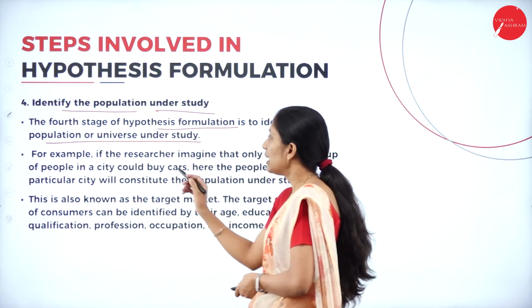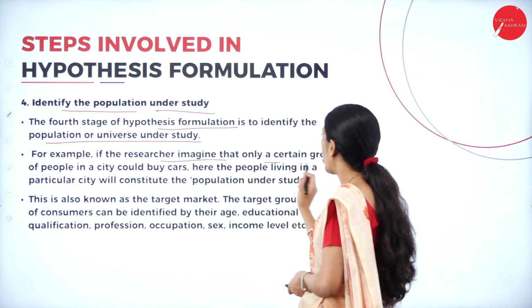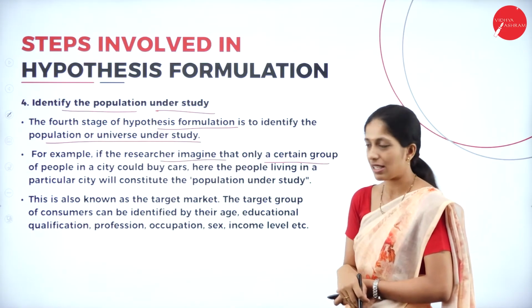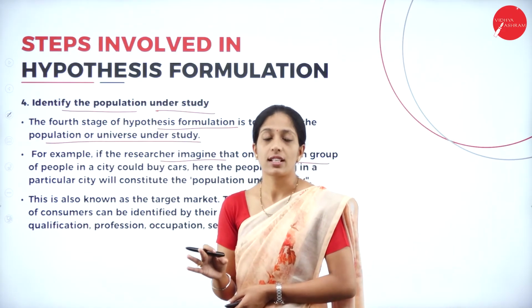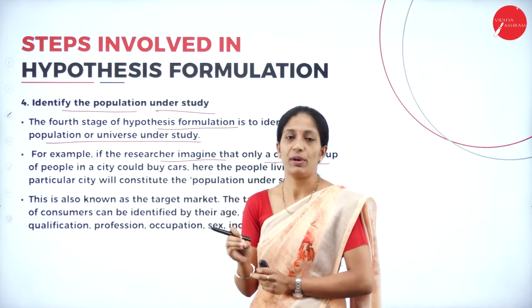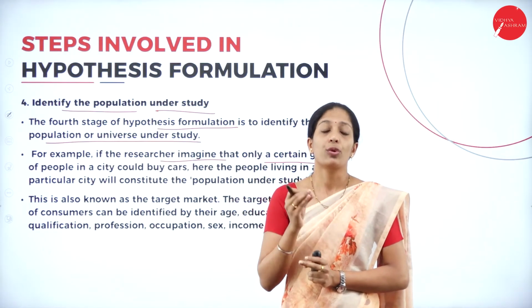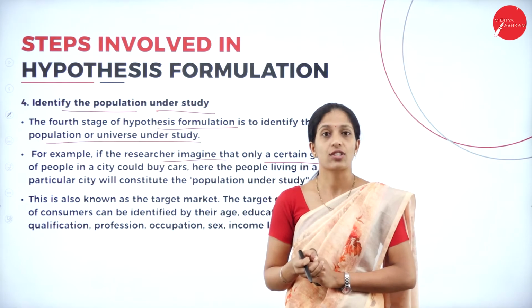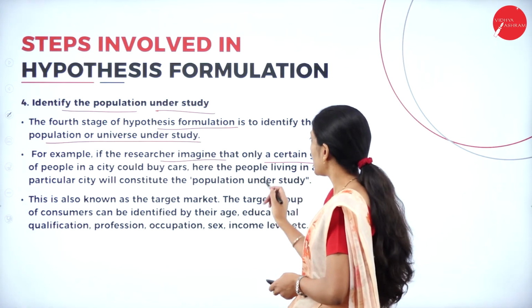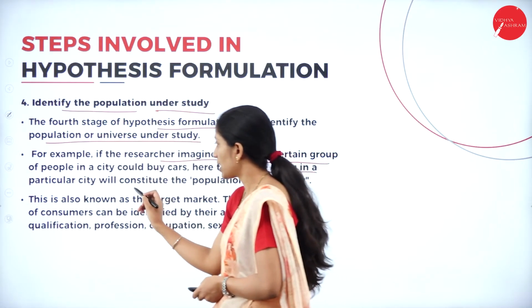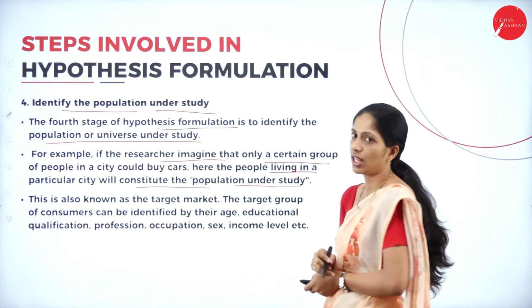So for example, if the researcher imagined that only a certain group of people in a city could buy the cars. So not everyone in the city will buy the cars, only certain people who are financially strong or who will be able to get financial assistance from the bank, so they will only buy the car. Here the people living in a particular city will constitute the population under study.